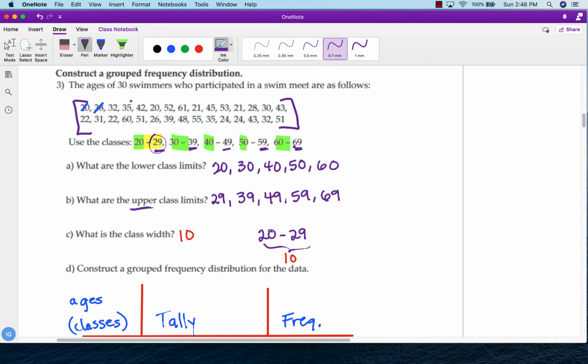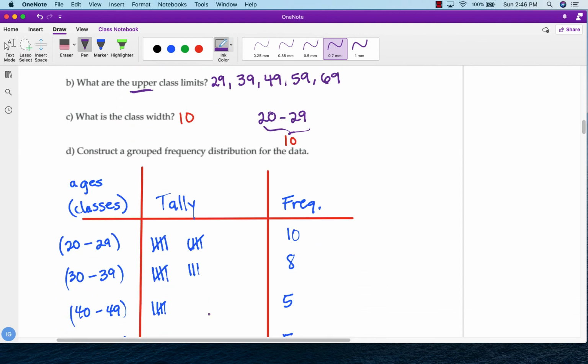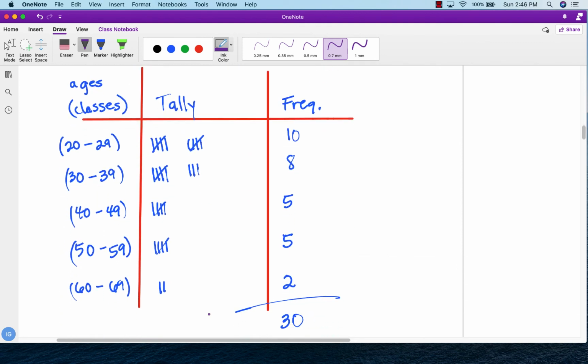Alright, so remember we use these numbers to do your tally for each of the classes, so it should look something like this. And then you count how many, so I have 10, 8, 5, 5, and 2. Remember, you always want to double check that this adds up to the number of people or the number of surveys that you're doing. So in this case, we started with 30 swimmers, so it adds up to 30, okay? And that's it. Okay, we're going to move on to the next example.